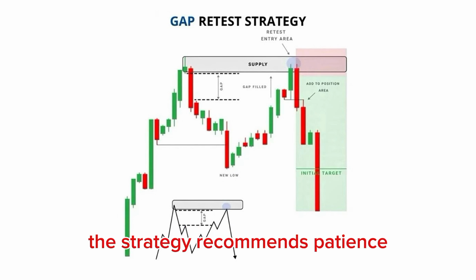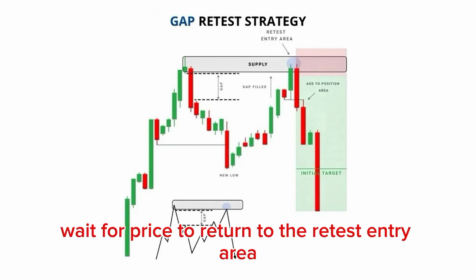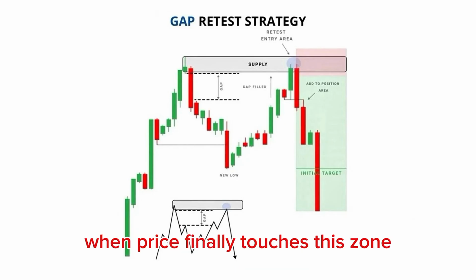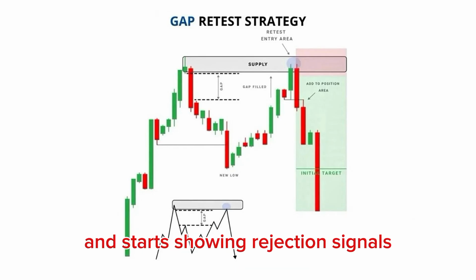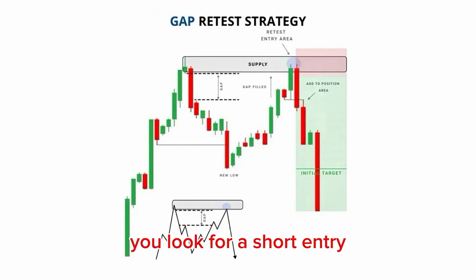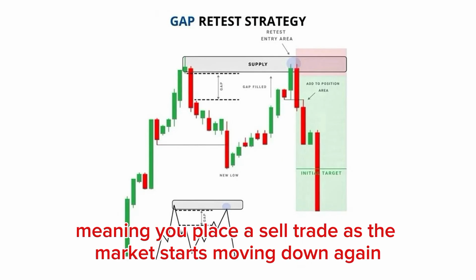The strategy recommends patience. Wait for price to return to the retest entry area, which overlaps both the original gap and the supply zone. When price finally touches this zone and starts showing rejection signals, such as wicks or sudden selling, you look for a short entry, meaning you place a sell trade.